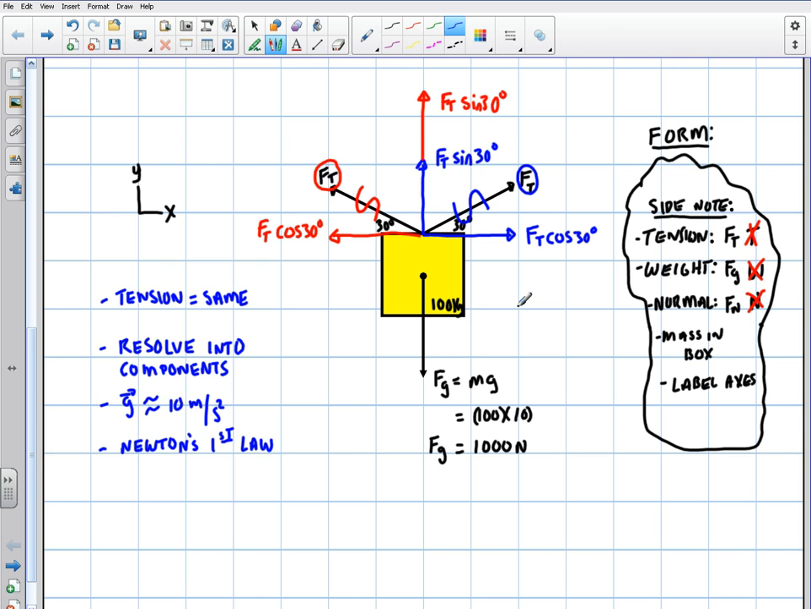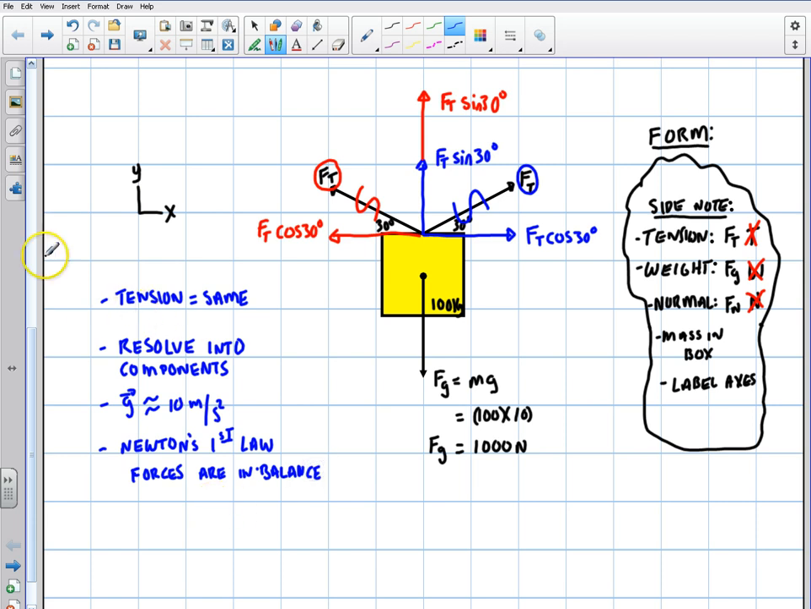But none of them win. It's a draw. It's a stalemate. It's gridlock. They're all in balance. So basically, Newton's first law says all of the forces are in balance. Okay, so they're in balance here.